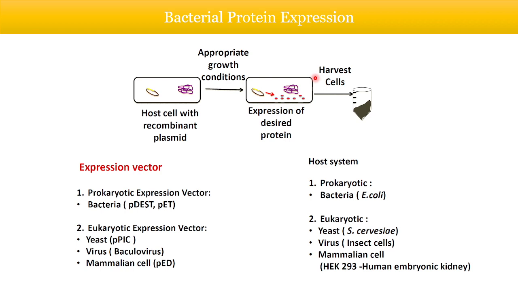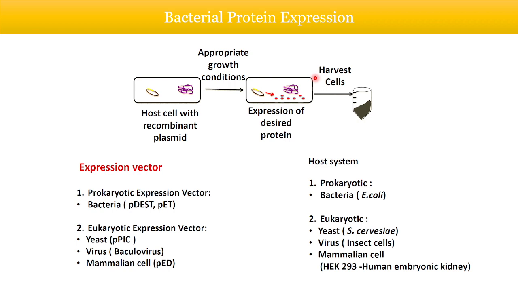Why are we calling them expression vectors? Because they have a viral promoter site, and they are capable of producing a viral polymerase that goes and binds to the promoter site and transcribes and translates your protein. And for the eukaryotic vector systems, you have the PPIC, which is of the yeast, then the baculovirus, the mammalian cell, or the PED vector. These are the different expression systems.